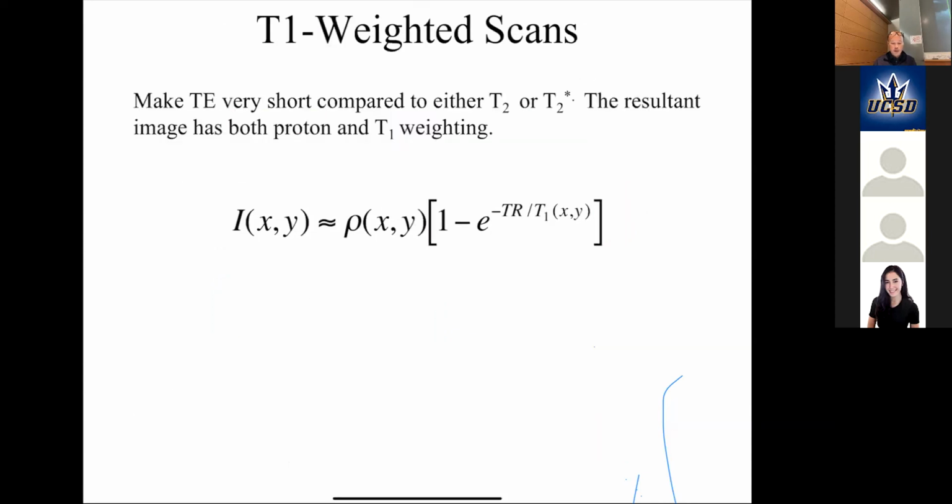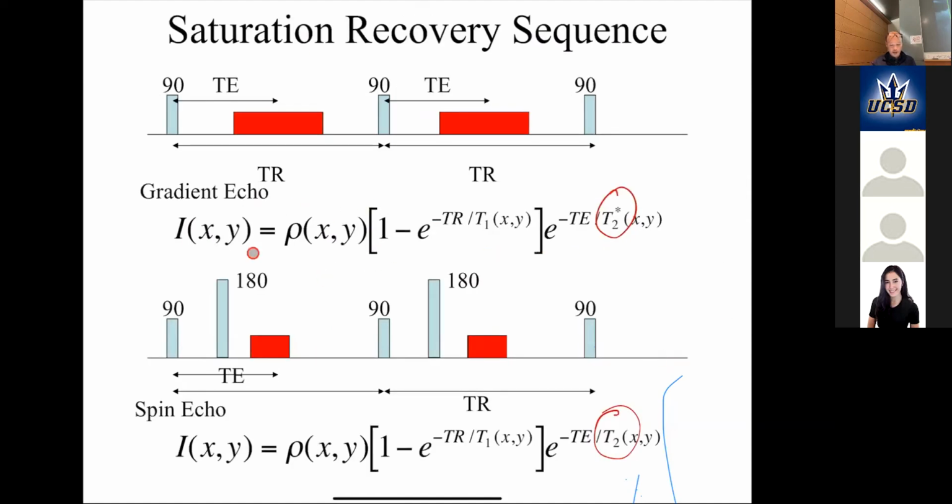So let's say I want to make something that doesn't really depend on T2 or T2 star. So that's what I'm calling a T1 weighted scan. Notice if we go to these equations, there's really nothing I can do about this term here, right? Proton density is what it is. It's just there. Now, especially with this one, there's nothing I can do about it.